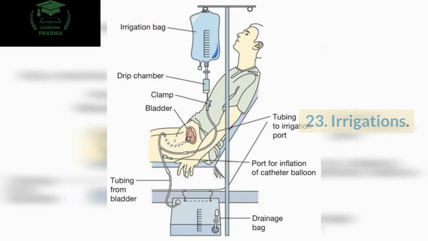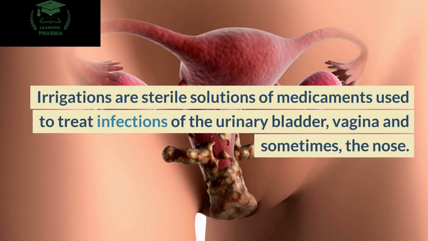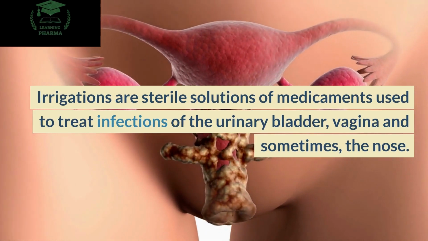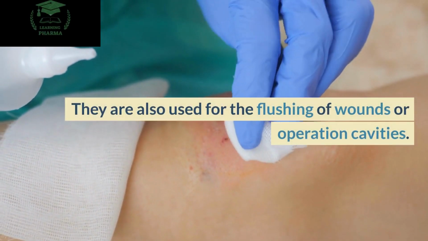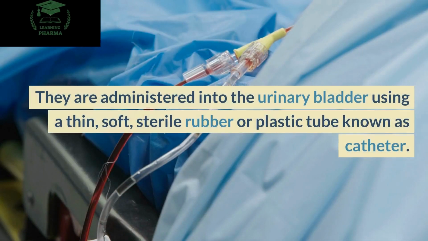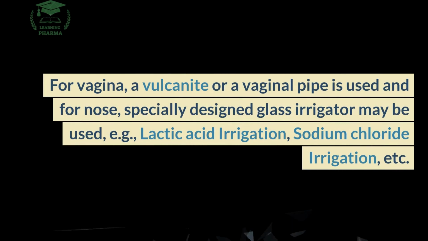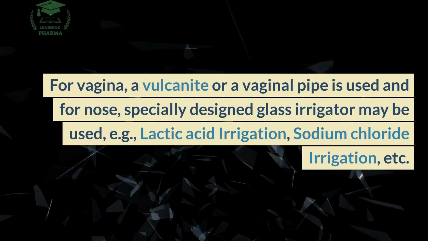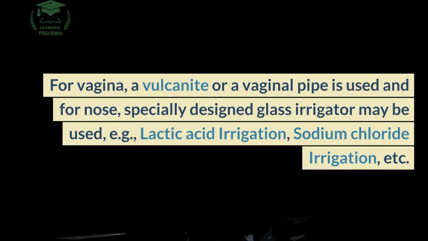23. Irrigations. Irrigations are sterile solutions of medicaments used to treat infections of the urinary bladder, vagina, and sometimes the nose. They are also used for the flushing of wounds or operation cavities. They are administered into the urinary bladder using a thin, soft, sterile rubber or plastic tube known as catheter. For vagina, a vulcanite or a vaginal pipe is used, and for nose, specially designed glass irrigator may be used, e.g., lactic acid irrigation, sodium chloride irrigation, etc.